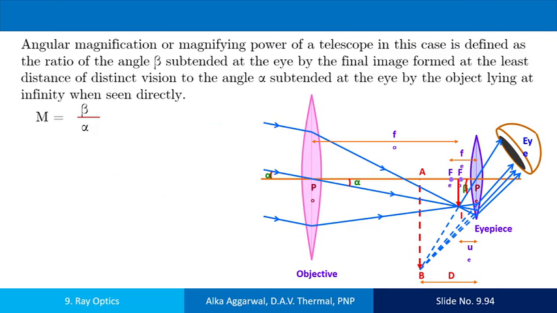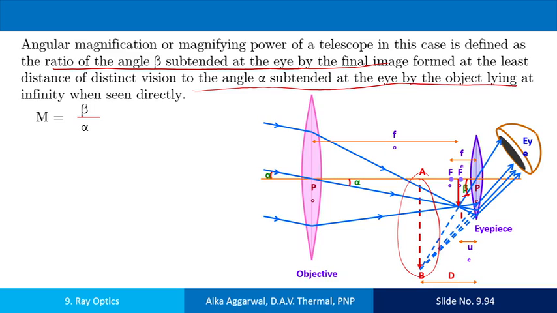As you know, the magnifying power of a telescope is the ratio of the angle subtended at the eye by the final image, the angle beta, to the angle subtended at the eye by the object lying at infinity. That is, the magnifying power is equal to beta upon alpha. If the angles are small, then beta is equal to tan beta and alpha is equal to tan alpha.